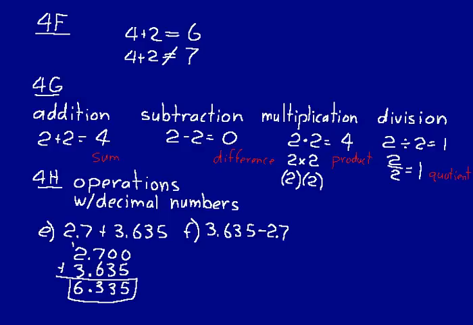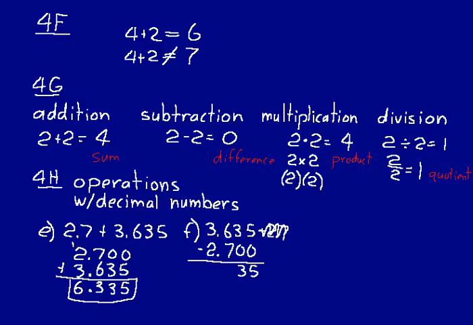Let's do a subtraction problem now. 3.635 minus 2.7. Well, I'll just scratch this minus 2.7 out and put it down here. Remember, we still line up the decimal places. In subtraction, that's important as well. Okay, and we can put some zeros in here. And so we'll do 5 minus 0 is 5. 3 minus 0 is 3. And then 6 minus 7, we can't do that.